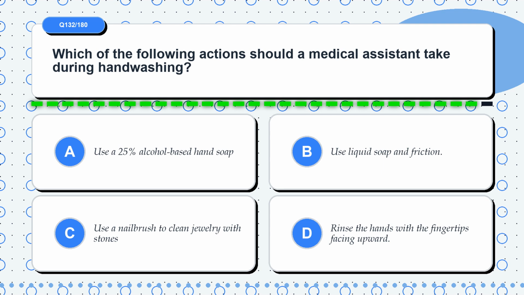Question 832. Which of the following actions should a medical assistant take during hand washing? Here are the options. Option A, use a 25% alcohol-based hand soap. Option B, use liquid soap and friction. Option C, use a nail brush to clean jewelry with stones. Option D, rinse the hands with the fingertips facing upward.